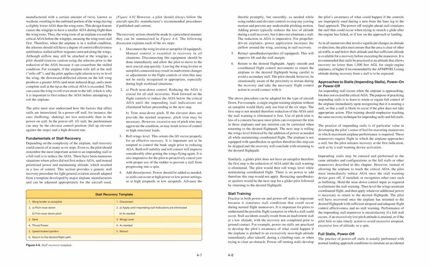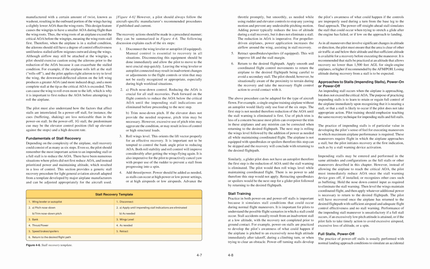The practice of impending stalls is of particular value in developing the pilot's sense of feel for executing maneuvers in which maximum airplane performance is required. These maneuvers require flight in which the airplane approaches a stall, but the pilot initiates recovery at the first indication, such as by a stall warning device activation. Impending stalls may be entered and performed in the same attitudes and configurations as the full stalls or other maneuvers described in this chapter. However, instead of allowing the airplane to reach the critical AOA, the pilot must immediately reduce AOA once the stall warning device goes off, if installed, or recognizes other cues such as buffeting.